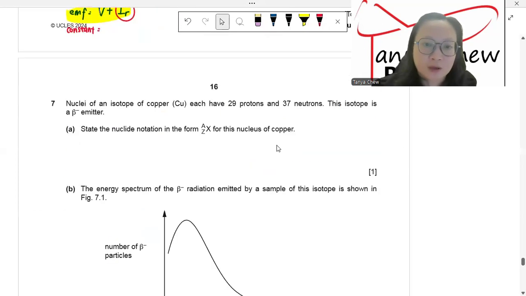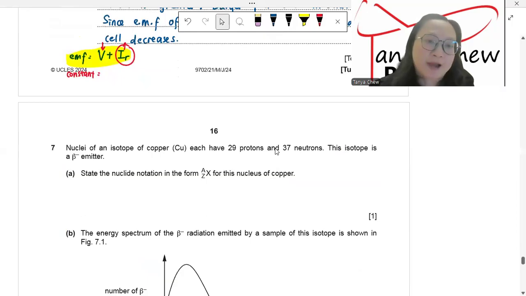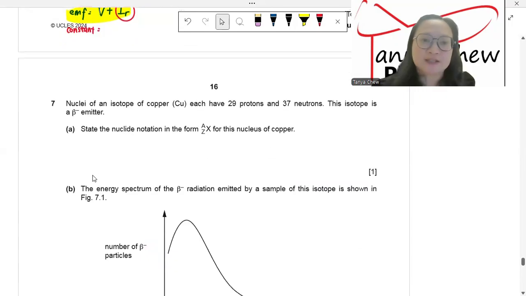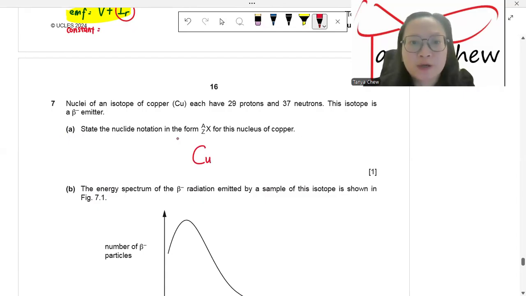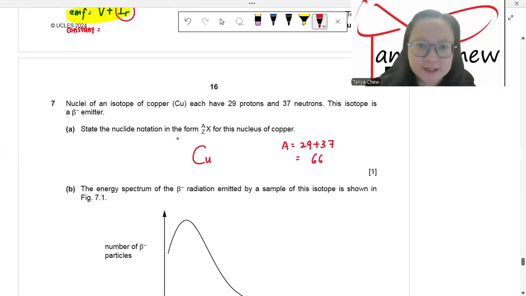That's the answer. Number 7, nuclei of an isotope of copper, Cu, each have 29 protons and 37 neutrons. The isotope is a beta negative emitter. A, state the nuclide notation in the form A Z X for this nucleus of copper. So you write down the copper first. What is A? A is the nucleon number. So how do you find A? 29 plus 37. A is the sum of protons and neutrons number. So A is 66. What about Z? Z is the proton number, 29.